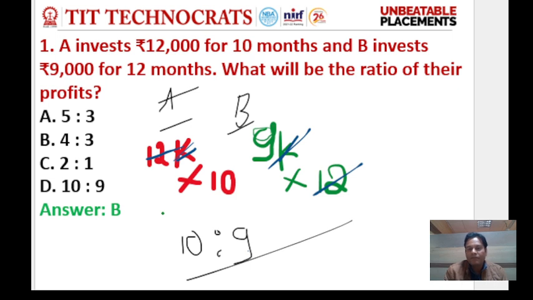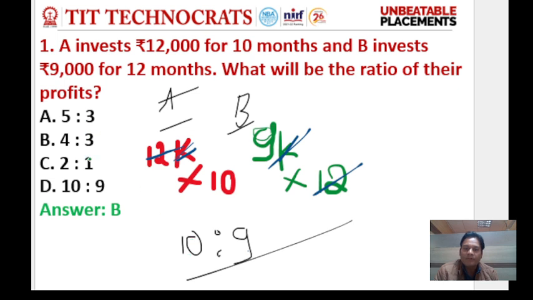What the ratio will be, we treat that as their profit ratio. In this case, K cancels out by K, and 12 with 12. So finally you get the ratio 10 is to 9. So we can say the profit ratio of A and B will be 10 is to 9.